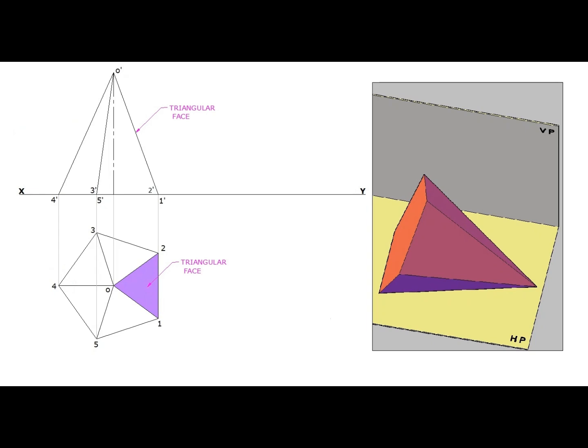Measure 1', O', and mark it on the XY line. Measure the base length. Cut an arc from the end. Measure the distance of 4', O'. Cut arc from the other end. Intersection point of these arcs is the point 4' of second stage elevation. Join these points to reconstruct the second stage elevation. Name the points on it.